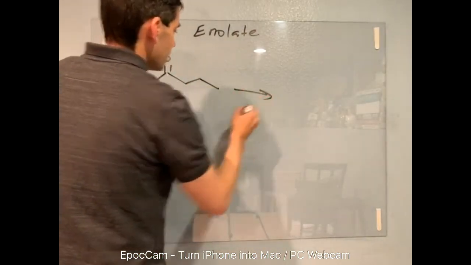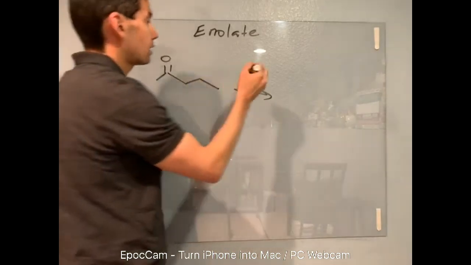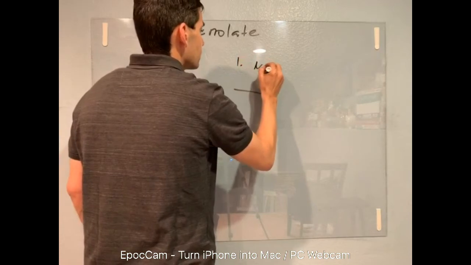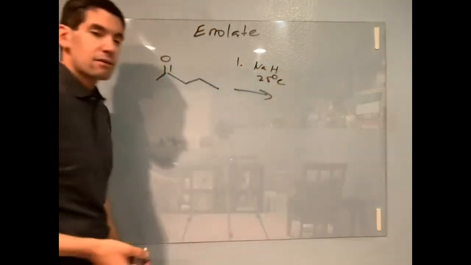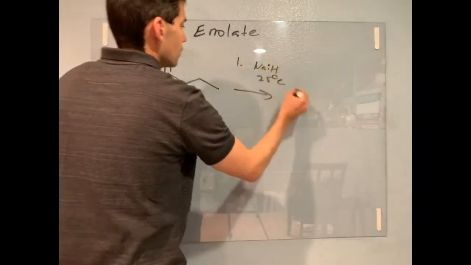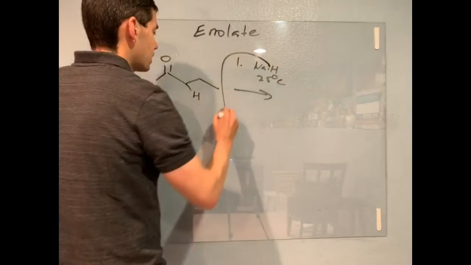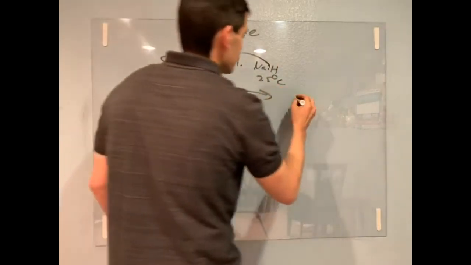And now, if we want to make the thermodynamic one, remember what base we use for that? We're going to use not as strong of a base, relatively. We use sodium hydride. And again, we're going to do this at 25 degrees Celsius, basically at room temperature. And remember, this one is going to go a little bit slower. We're going to pull this off because we need a little more heat there. And we'll generate this enolate here.